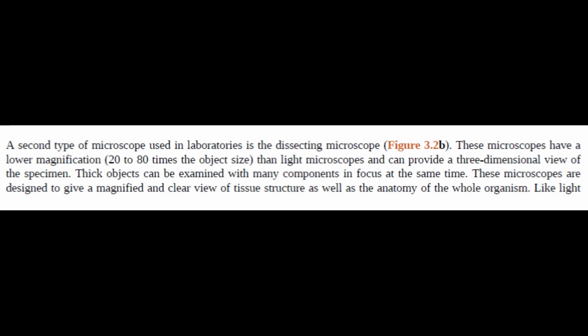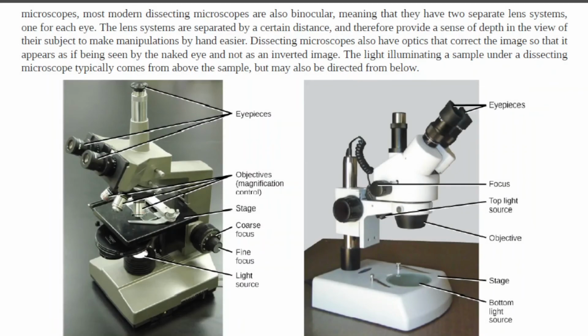These microscopes are designed to give a magnified and clear view of tissue structure as well as the anatomy of the whole organism. Like light microscopes, most modern dissecting microscopes are also binocular, meaning that they have two separate lens systems, one for each eye. The lens systems are separated by a certain distance and therefore provide a sense of depth in the view of their subject to make manipulations by hand easier.